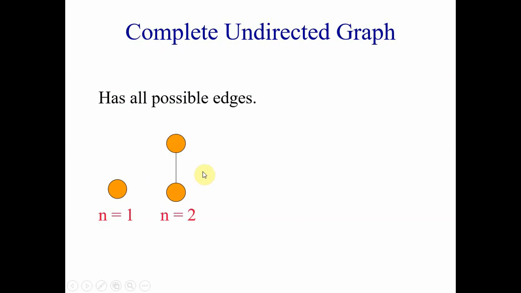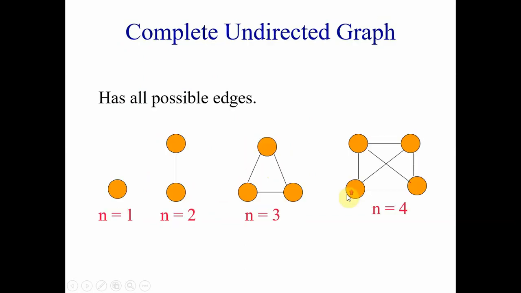So we come to the concept of complete. The idea of complete means all the nodes are fully connected. All the possible edges will be shown. These are the examples for n equals 1, n equals 2, n equals 3, n equals 4. You can see that all the possible vertices are connected.